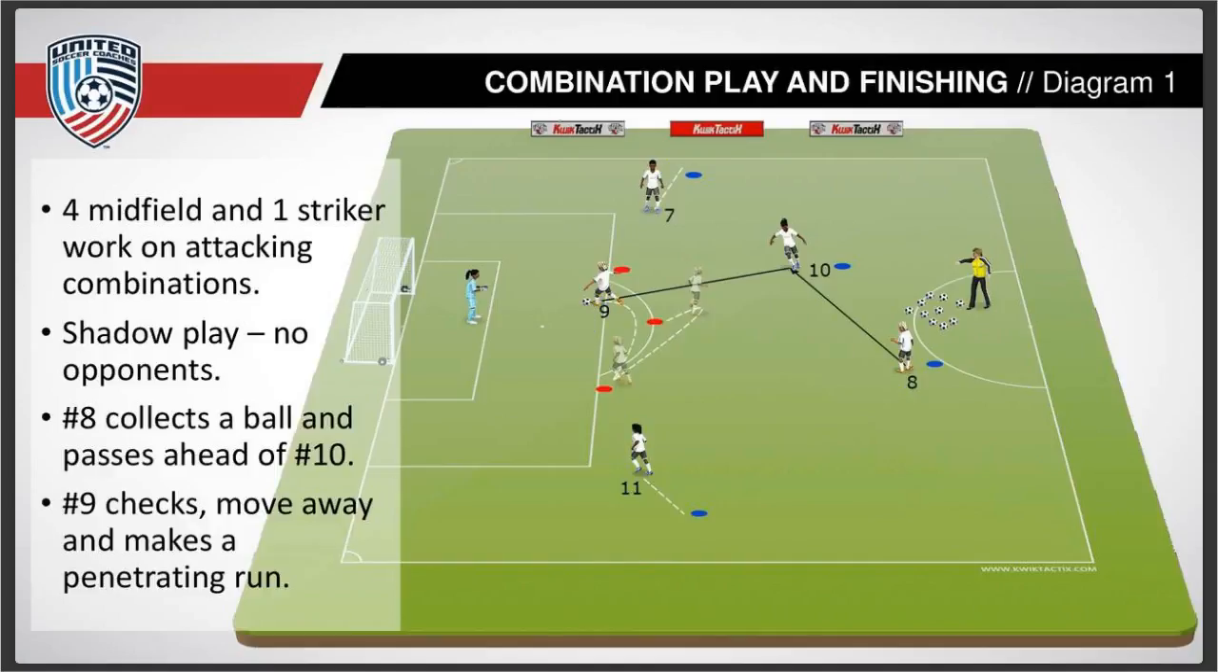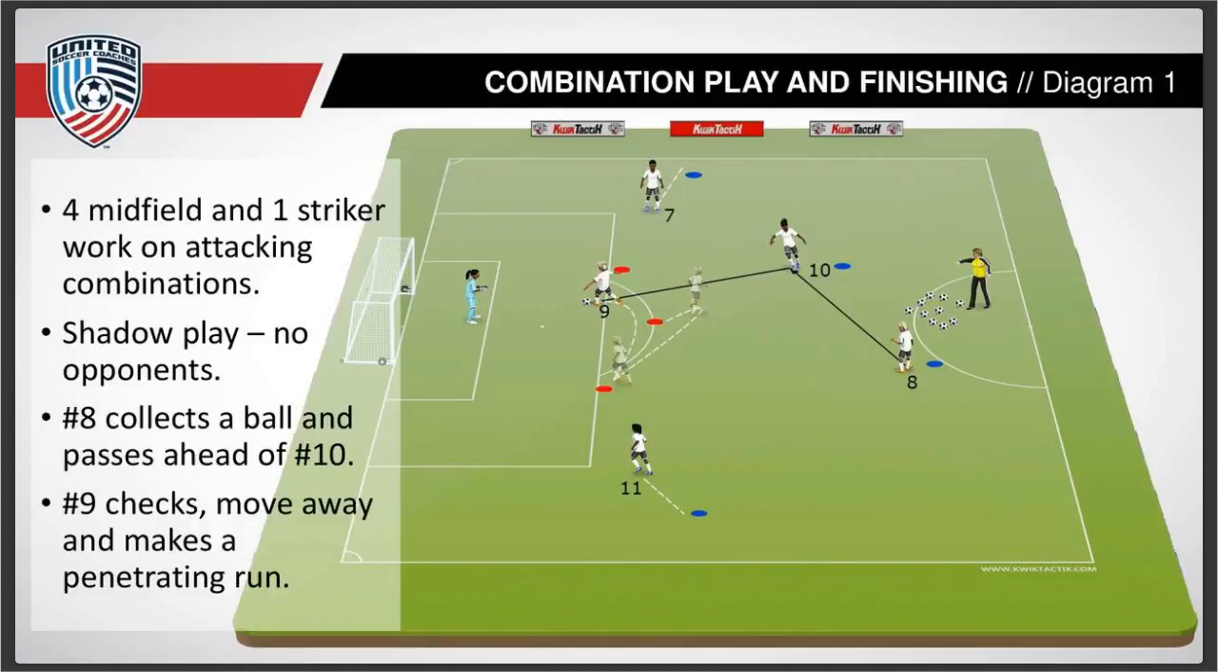And all we've suggested here is that there's a pass from 8 to 10. And as that pass is being made, our number 9 checks away, and then moves diagonally across the field to receive the pass for a finish. And you can see that 7 and 11 are just coming in to finish up rebounds and things like that.